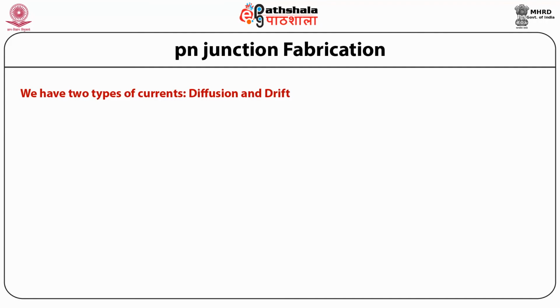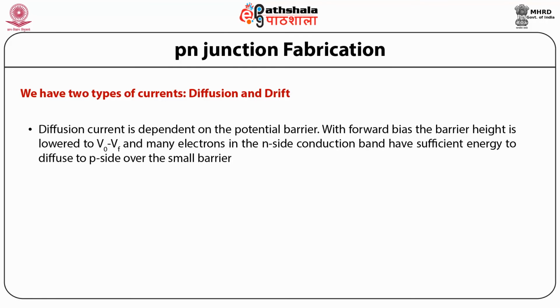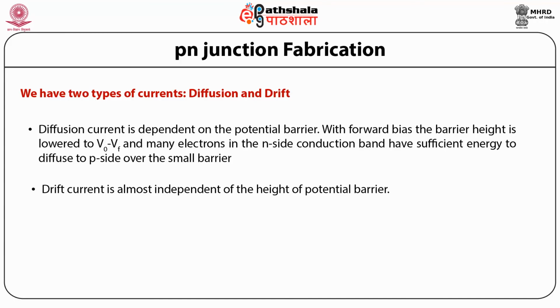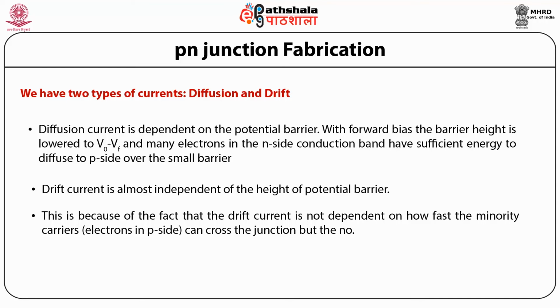So there are two types of currents in a PN junction diode: diffusion current, which is dependent on the potential barrier. With forward bias, the barrier height is lowered to V0 minus Vf, and many electrons in the N side conduction band have sufficient energy to diffuse to the P side over the small barrier. And next we have the drift current, which is independent of the potential barrier. This is because the drift current is not dependent on how fast the minority carriers can cross, but it is dependent on the applied voltage.